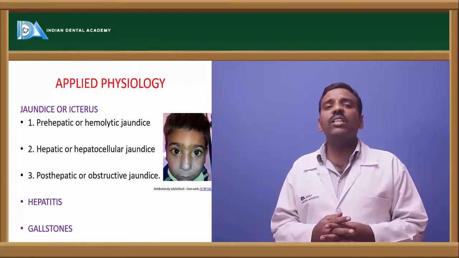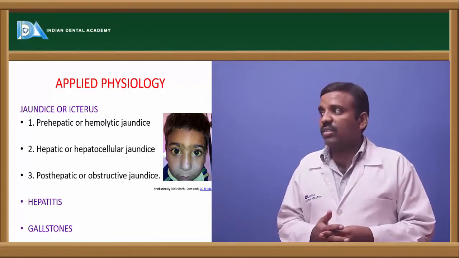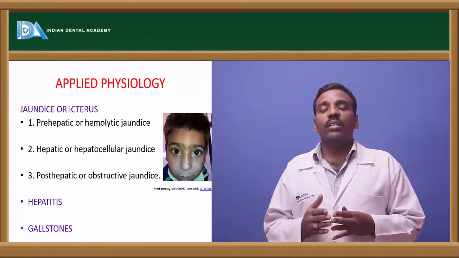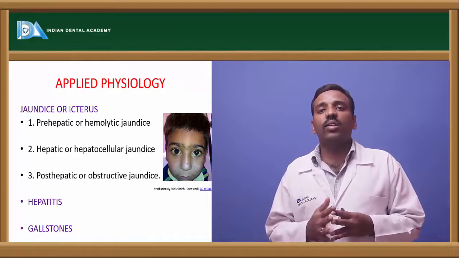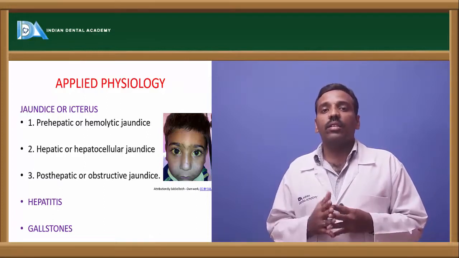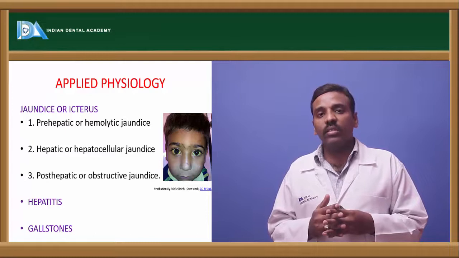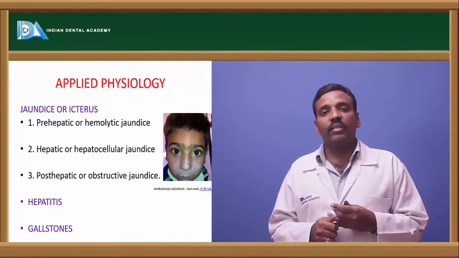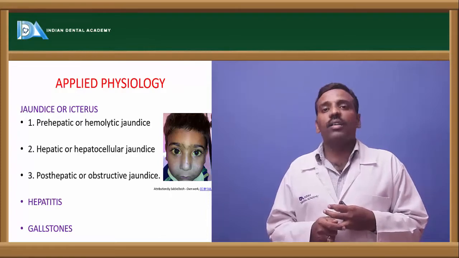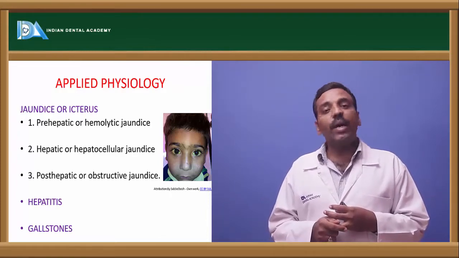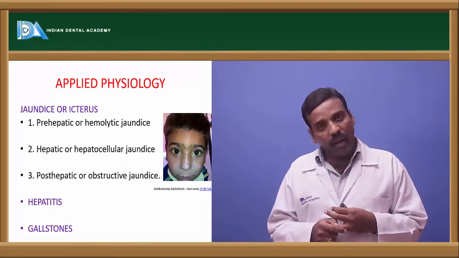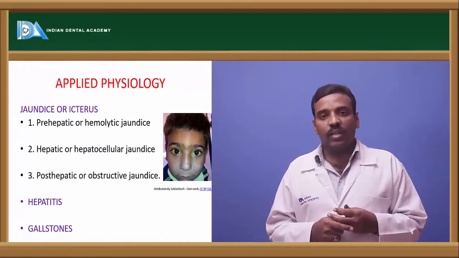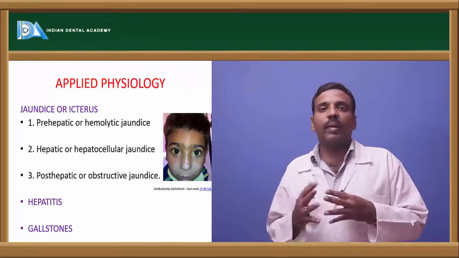And the applied aspect of this is jaundice, or icterus. Jaundice is when the bile concentration or the bile secretion is more, and that disorder is called jaundice. This jaundice is of three types. One is pre-hepatic jaundice, the next is hepatic jaundice, and another is post-hepatic jaundice. Pre-hepatic jaundice is also called hemolytic jaundice, and post-hepatic jaundice is also called obstructive jaundice.